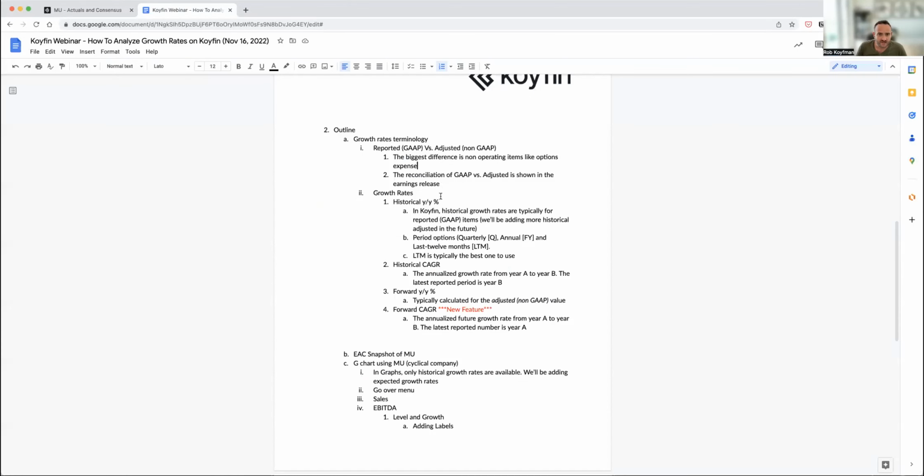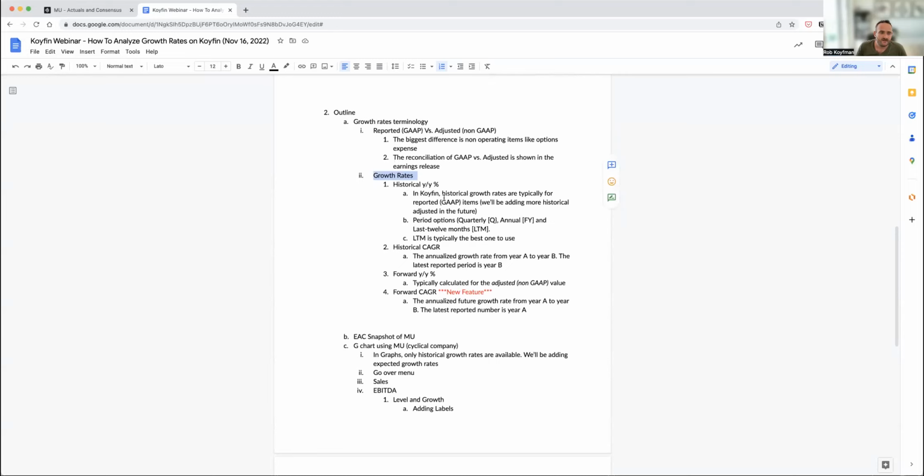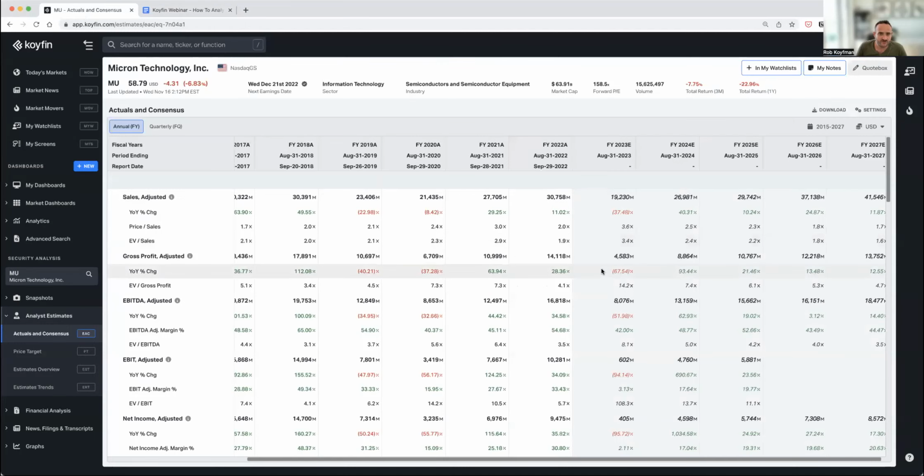So that's item number one. On item number two, growth rates, there are different dimensions of growth rates that we think about in Koyfin, just so you know the terminology. There's the historical year-on-year growth rate. That means that if I have annual selected, I would look at the year-on-year change here, or the year-on-year change here, or the year-on-year change here. And so that would be the year-on-year change.